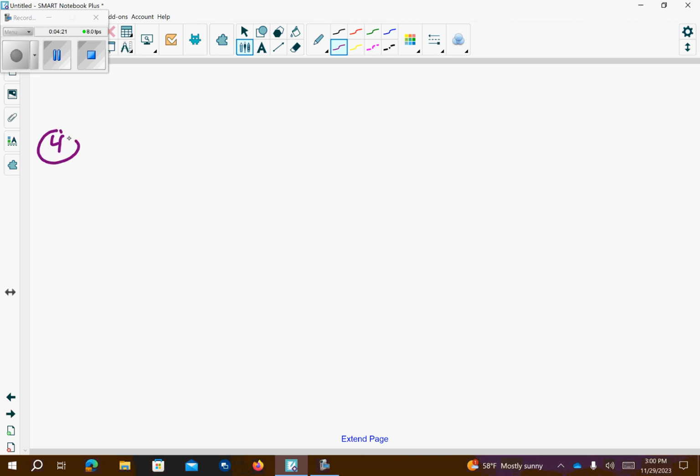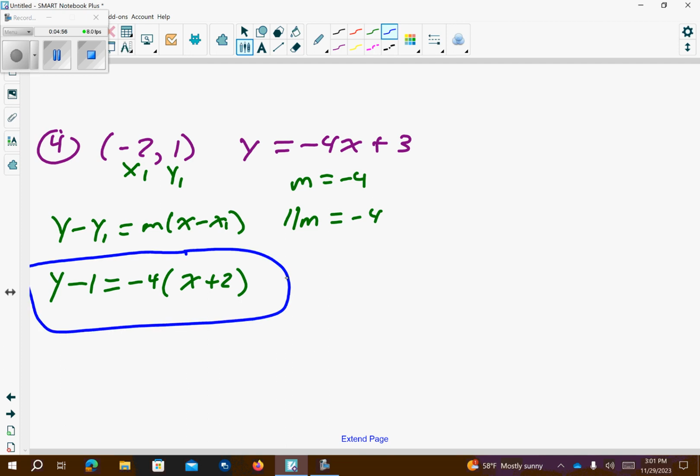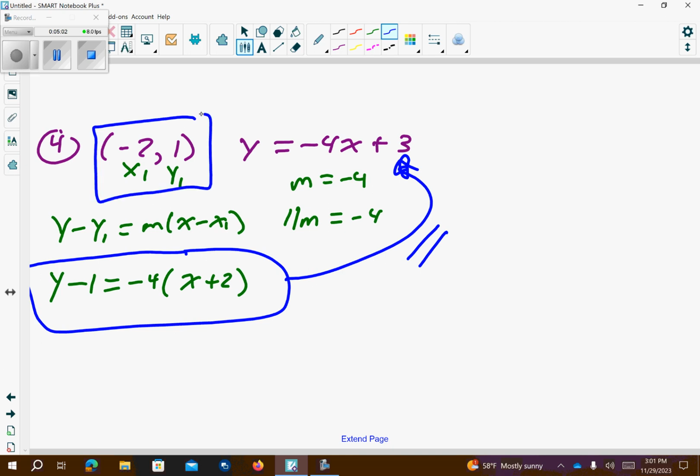Problem number 4. We know the slope of this is going to be negative 4. So the parallel slope is also negative 4. We're going to call that x1 and y1. So I get y minus y1 equals m times x minus x1. So let's plug in what we know. y1 is positive 1, so it plugs in as negative 1. Our slope is negative 4. Our x1 is negative 2, so I make that a positive 2. So this equation is parallel to that equation, and it also contains this point.